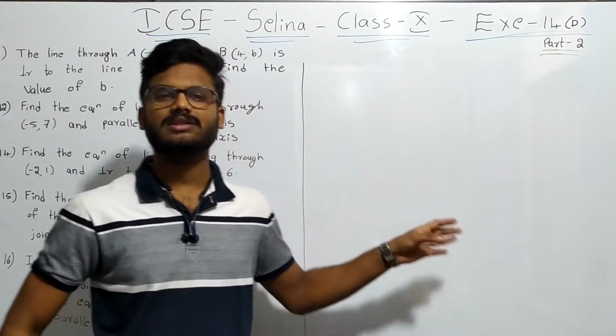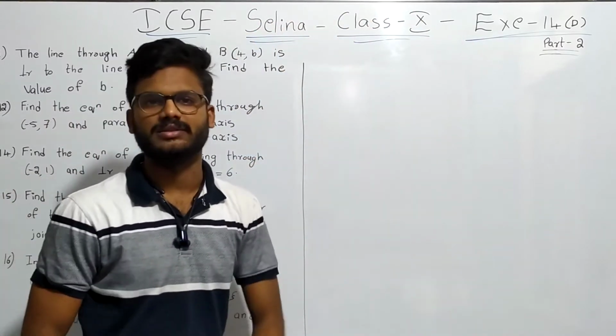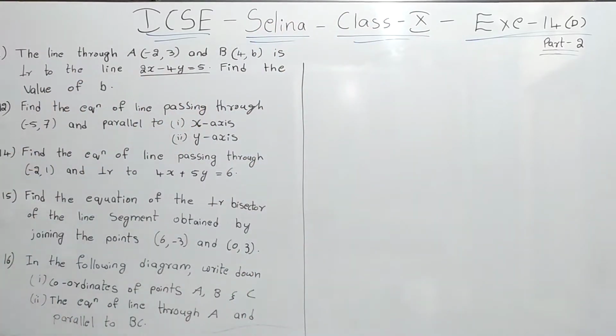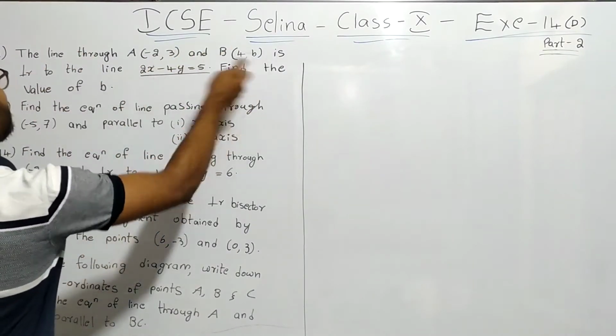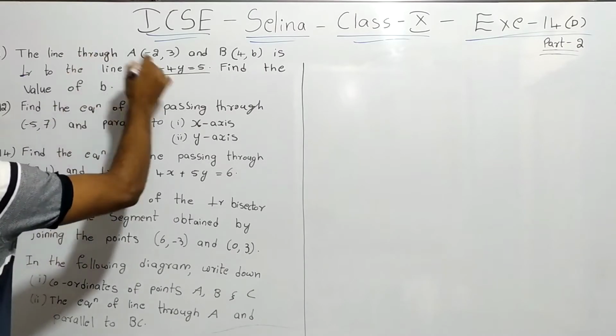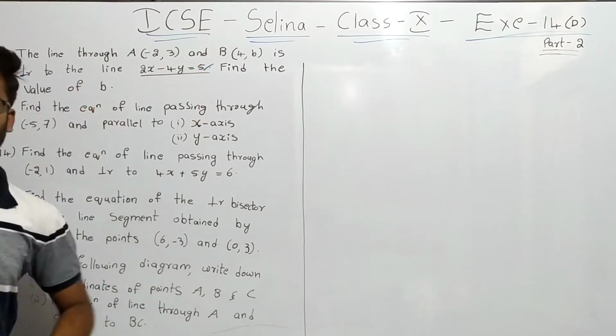In this video, let us solve a few more problems from exercise 14D in ICSE Class 10 Selina Concept. Let us see the 11th problem. First, what is it? The line through A and B is perpendicular to the line 2x minus 4y equal to 5. Find the value of b.